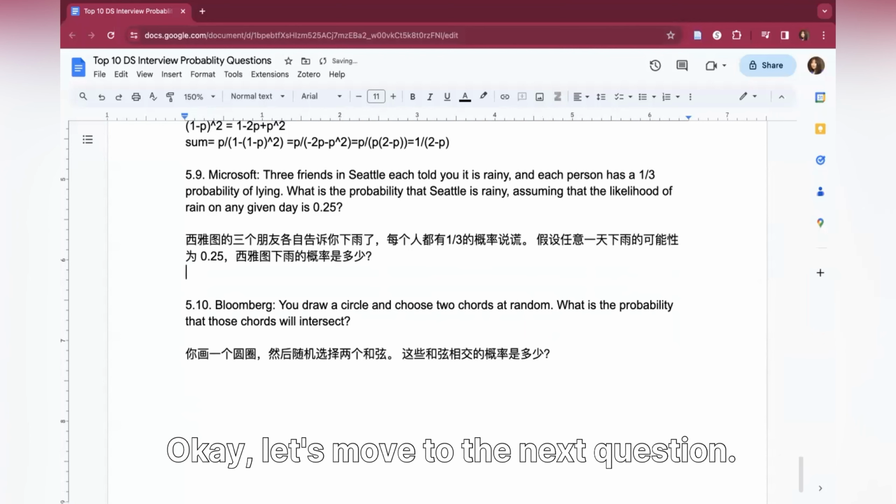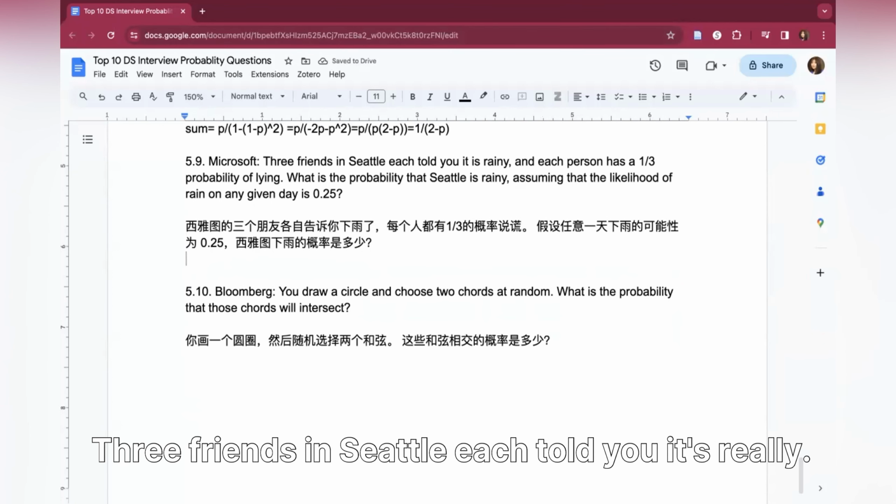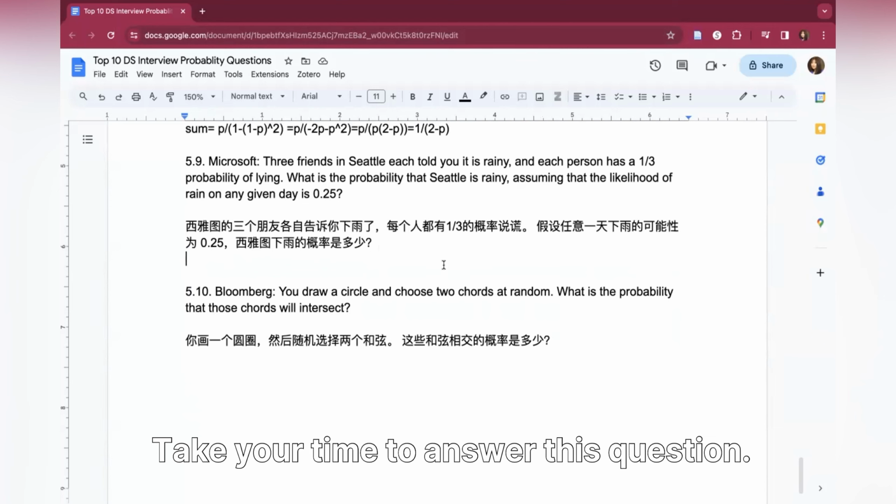Okay, let's move to the next question. Three friends in Seattle each told you it's raining, and each person has a 1/3 probability of lying. What is the probability that Seattle is rainy, assuming that the likelihood of rain on any given day is 0.25? All right, this is a classic question. Take your time to answer this question.